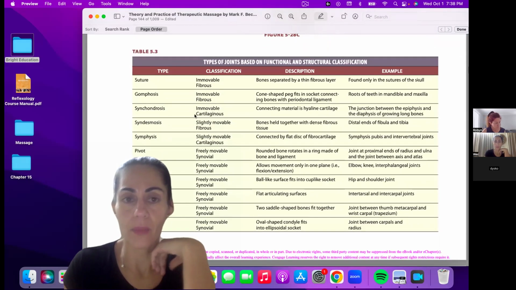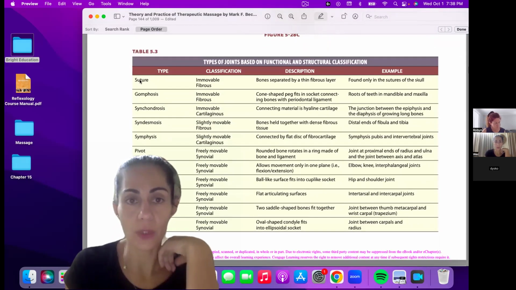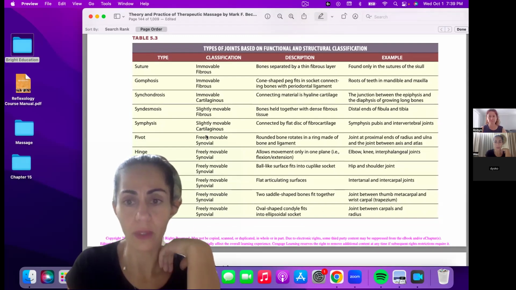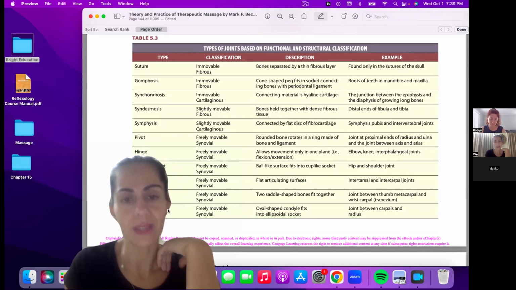Okay. So the sutures are in the head. They're immovable. And these are in the teeth. Let's discuss the movable joints, the 5. 1, 2, 3, 4, 5. Kind of, they gave us another one, 6.